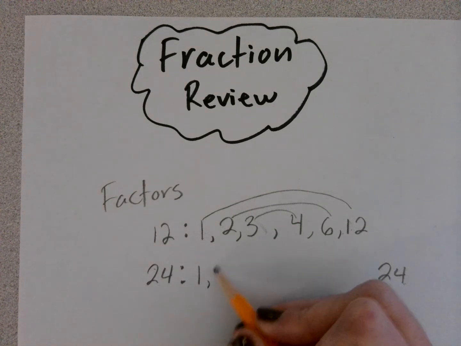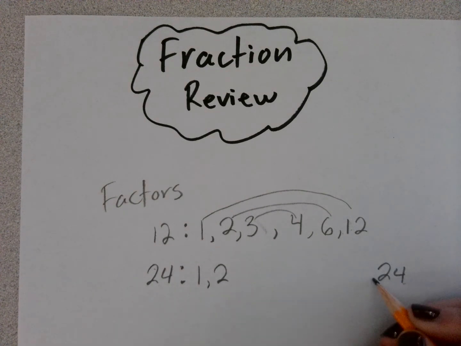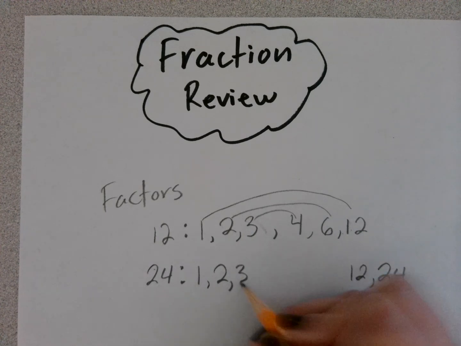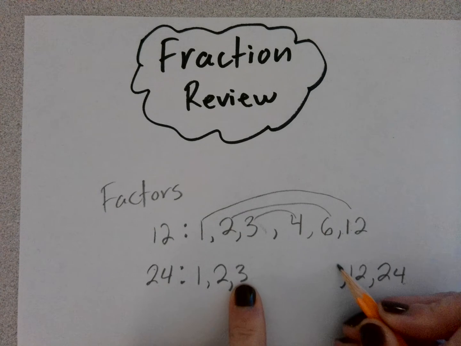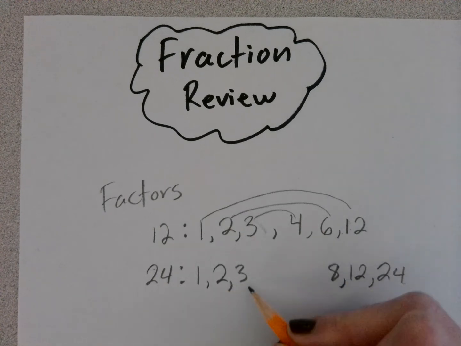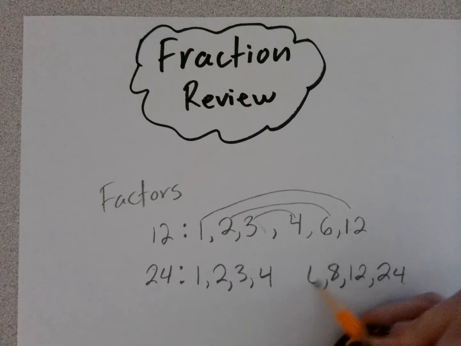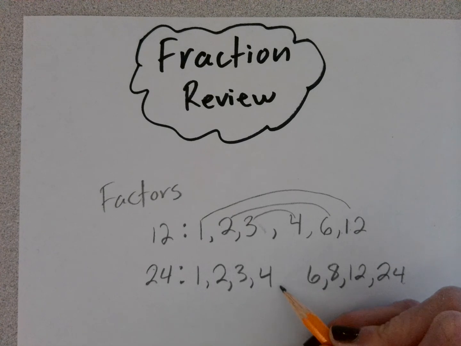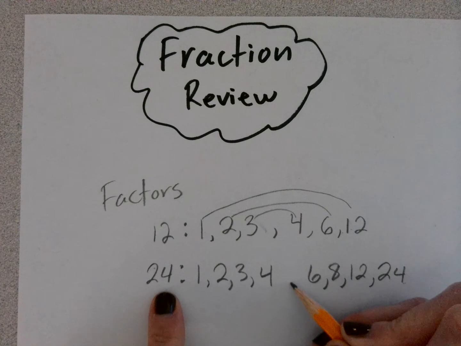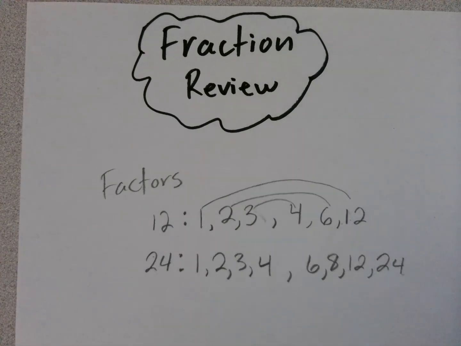Okay, so 2. 2 times what? That would be 12, right? And then does 3 work? Yeah, that would be 3 and 8. Oh, it's 4. Yeah, 4 and what? 6. Our only other options are 5 and 7. Do 5 and 7 equal 24? No. So I know I'm done. I have all of the factors of 24.